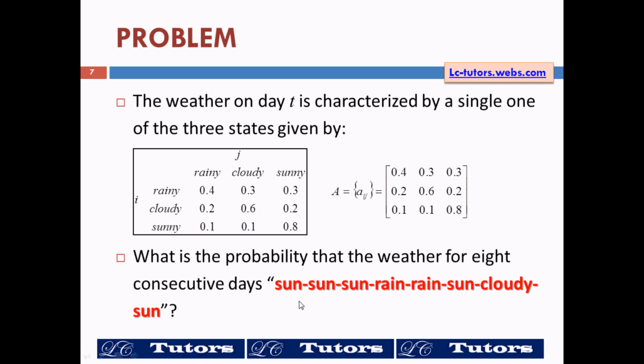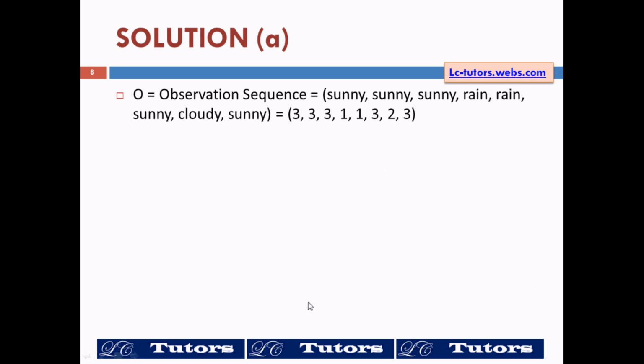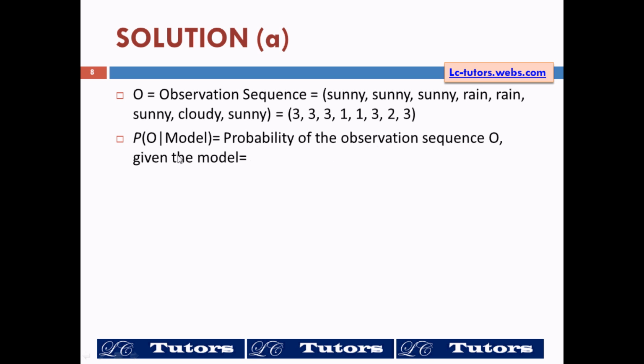Let's see how we are going to attack this problem. What is given here is the observation sequence: sunny, sunny, sunny, rain, rain, sunny, cloudy, and sunny. Sunny is state number 3, rainy is state number 1, cloudy is state number 2. So basically we have this observation sequence of the states. Now we are going to write an equation for the probability of the observation sequence given the model.